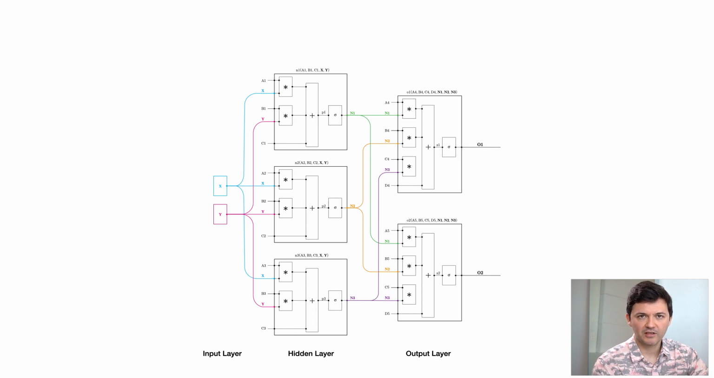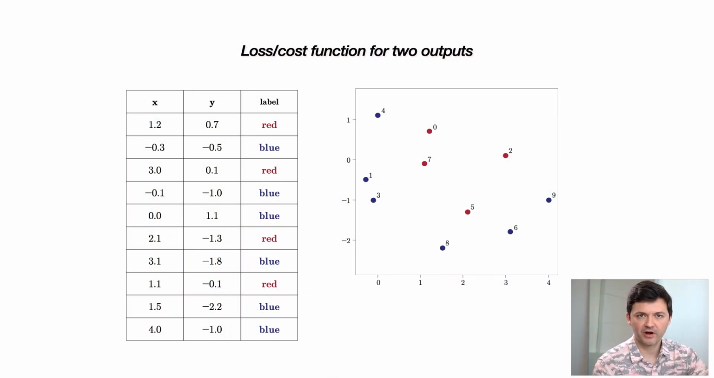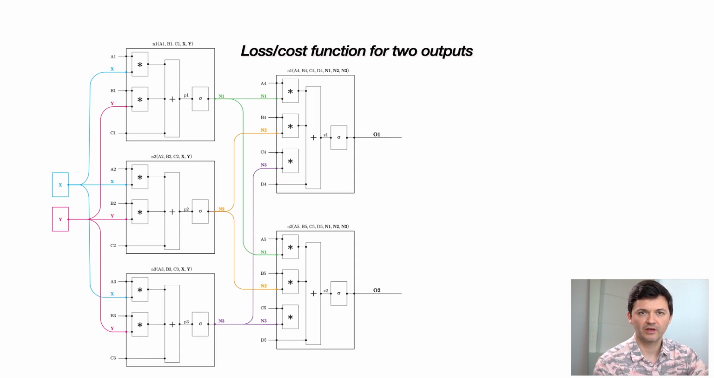Another peculiarity of this network is that it has two neurons in the output layer. So when we introduce the cost function, which is mean squared error in our case, we need to implement it to handle two inputs, not only one, like we used to have before. So let us first tackle the loss or cost function for the case of two inputs. Again, for our data, we have 10 data points with labels red and blue. But this time we have two neurons in the output layer. Therefore, we have two outputs, which are O1 and O2.